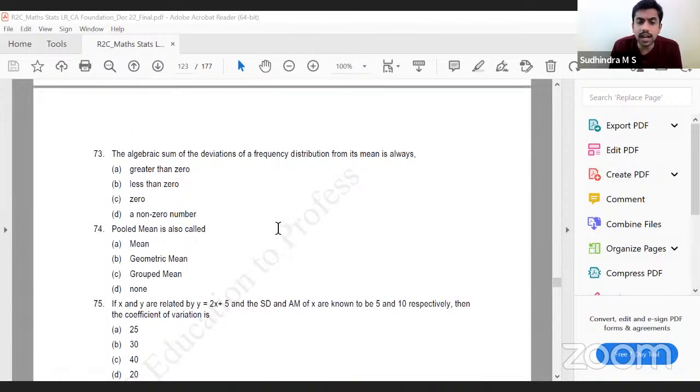If x and y are related by y is equal to 2x plus 5, and standard deviation and the arithmetic mean of x are known to be 5 and 10 respectively, find the coefficient of variation of y. It is 25.